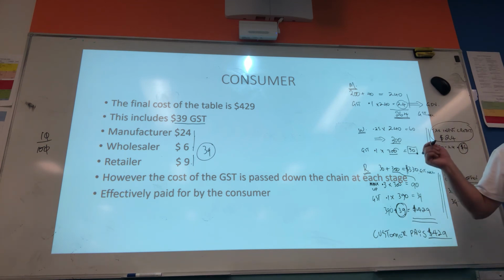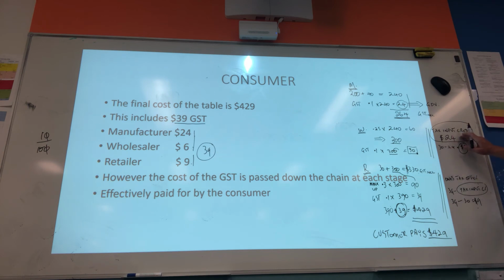Is everyone okay with this one? Because I tell you what, when you do these answers, normally half the class make a mistake. They get them the wrong way round. They get the GST paid and the tax input credit the wrong way. So if you set it out like this, they should be okay.